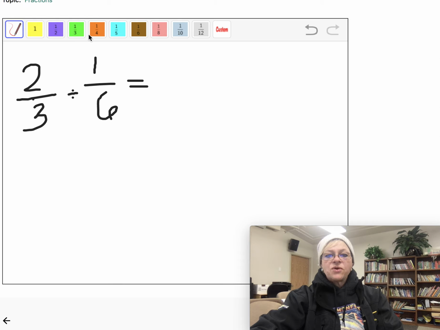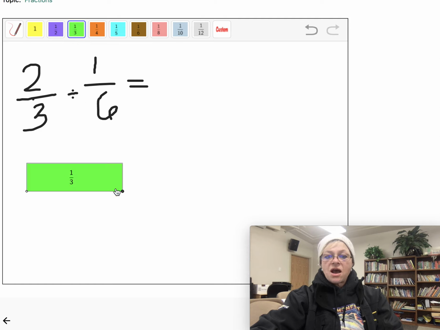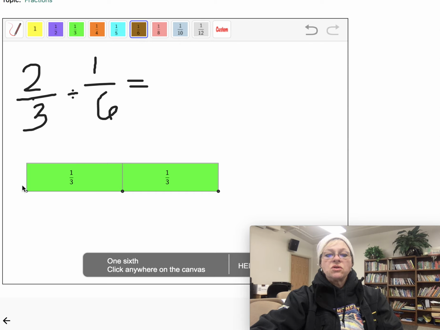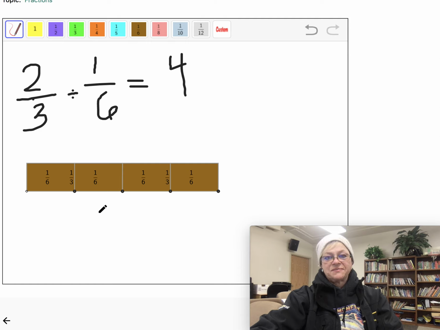Look, I don't have a 2/3 fraction strip. But you know what I do have is a 1/3. So I'm going to use two of them. Look, now I have 2/3. Well, we need to see how many times 1/6 fits into 2/3. So here's my 1/6 tool. Ready? 1, 2, 3, 4. 1/6 fits into 2/3 exactly 4 times.